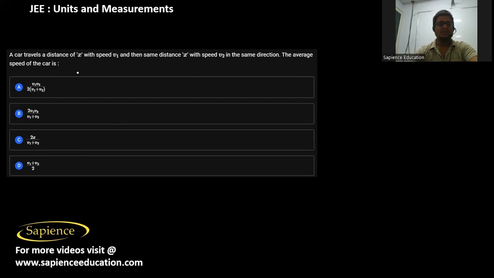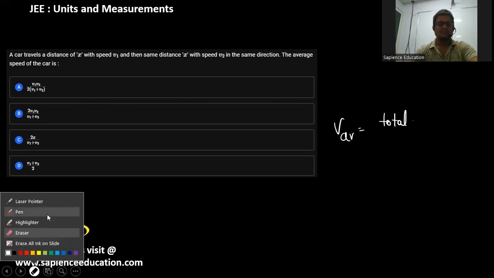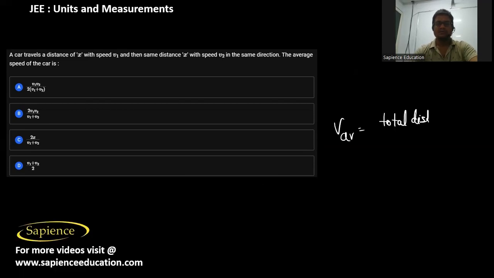Then here it is told a car travels a distance of x with speed v1 and then the same distance x with speed v2 in the same direction. The average speed of the car is. So the average speed of the car will be equal to the total distance traveled divided by the total time taken.